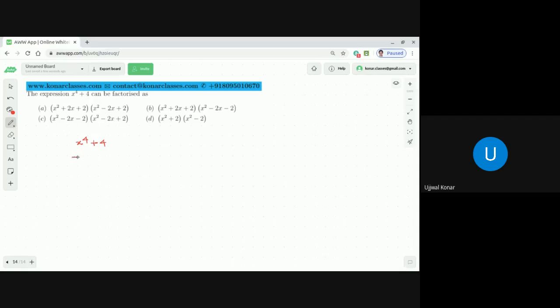So we can write x power 4 as x square whole square, and 4 is equal to 2 square. So a square plus b square. What is the formula, dear students? If you recall, a square plus b square is equal to a plus b whole square minus 2ab. So x square plus 2 whole square minus 2 into a, that is x square, into b, that is 2. So that is equal to x square plus 2 whole square minus 4x square, that means 2x whole square.